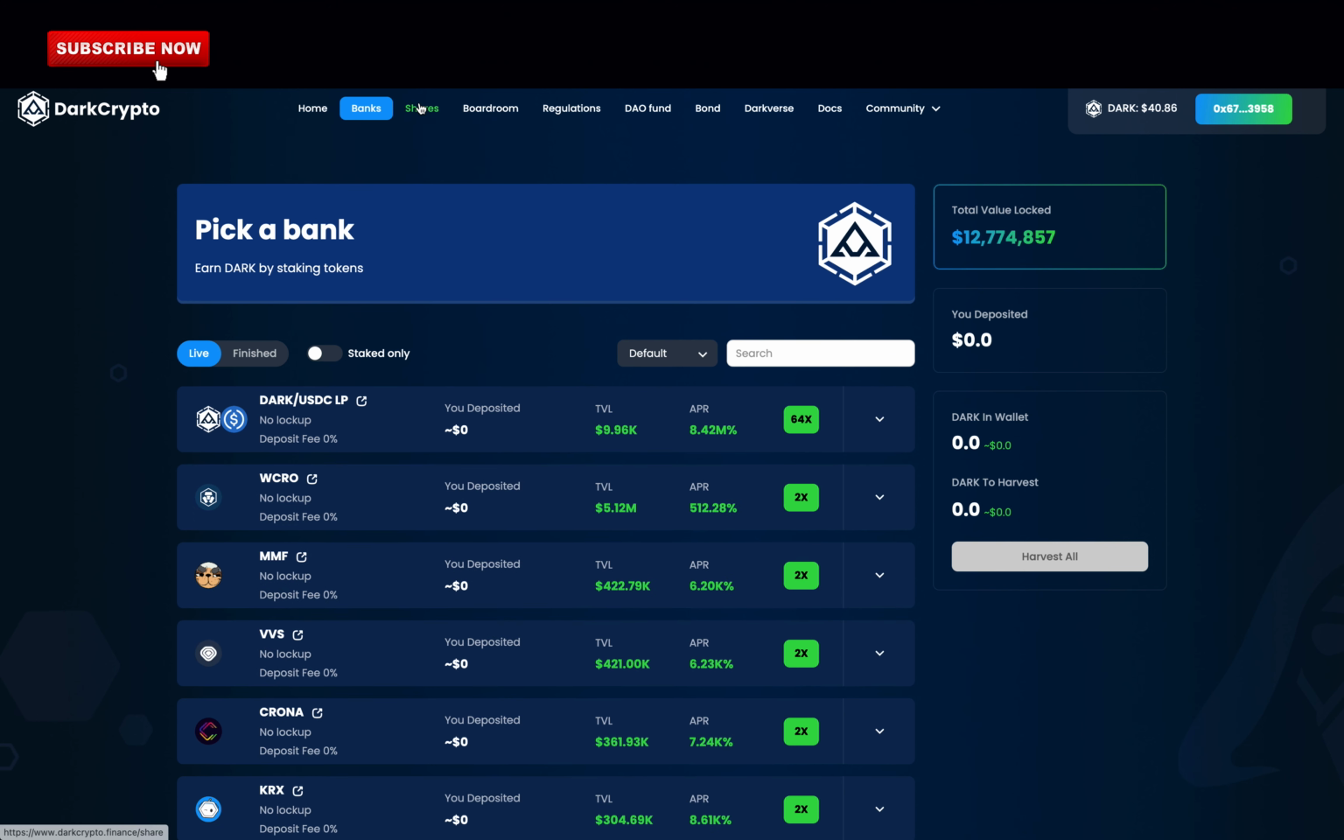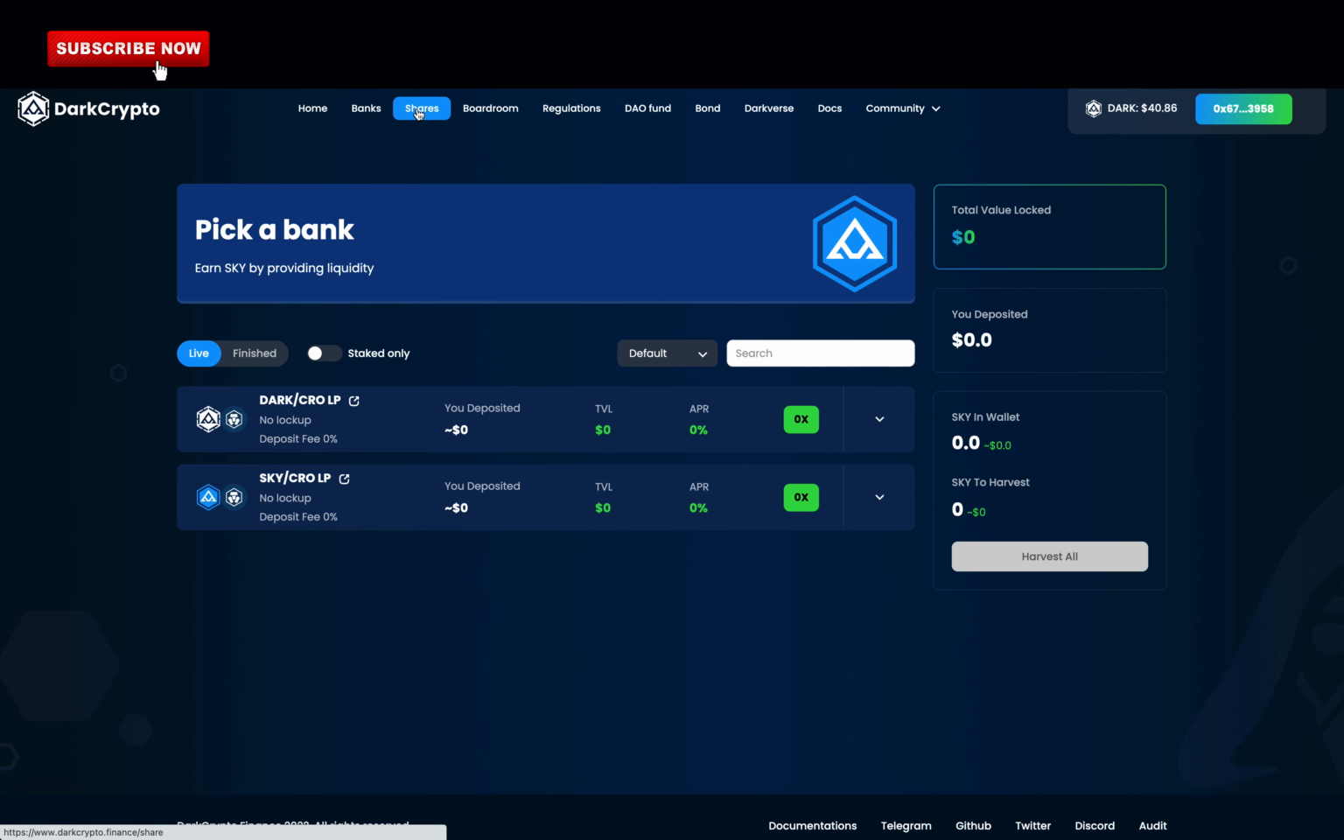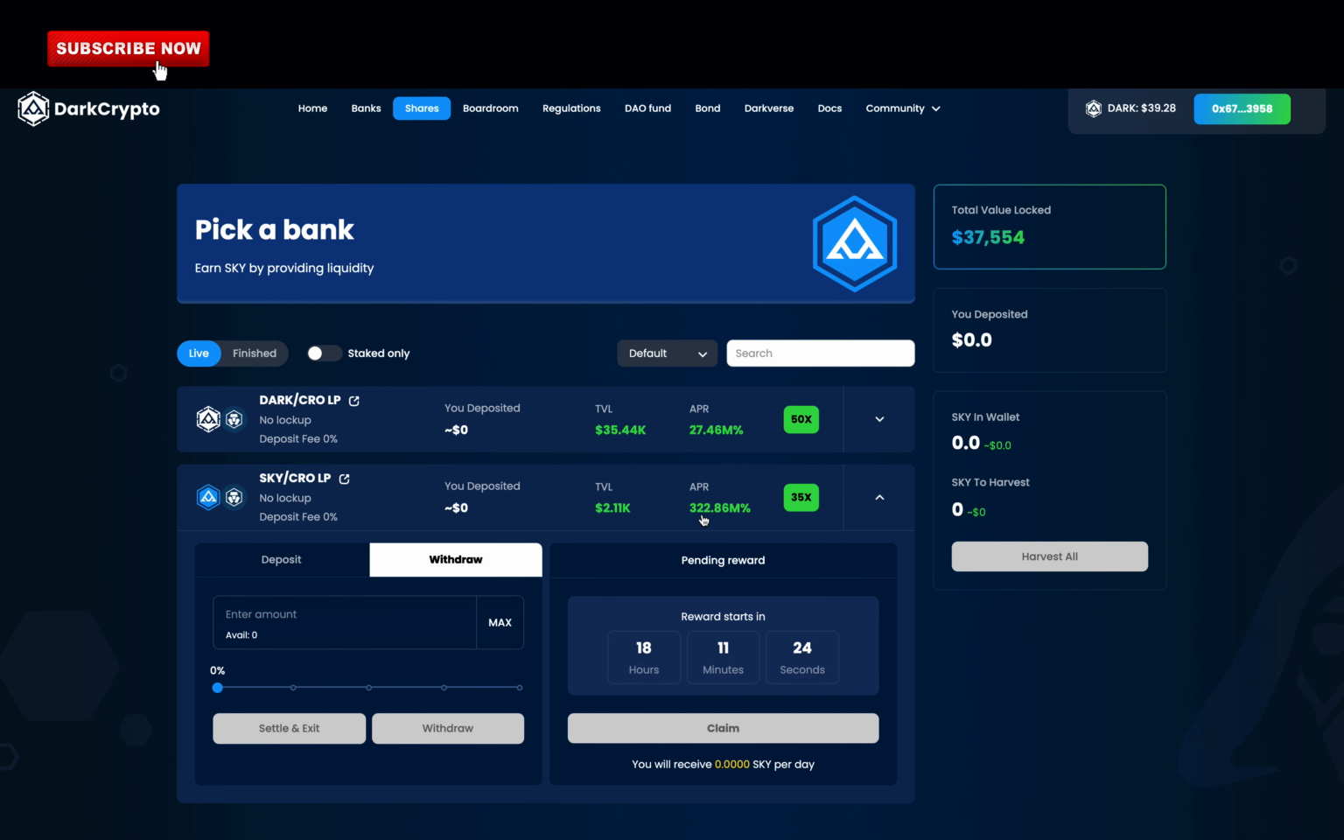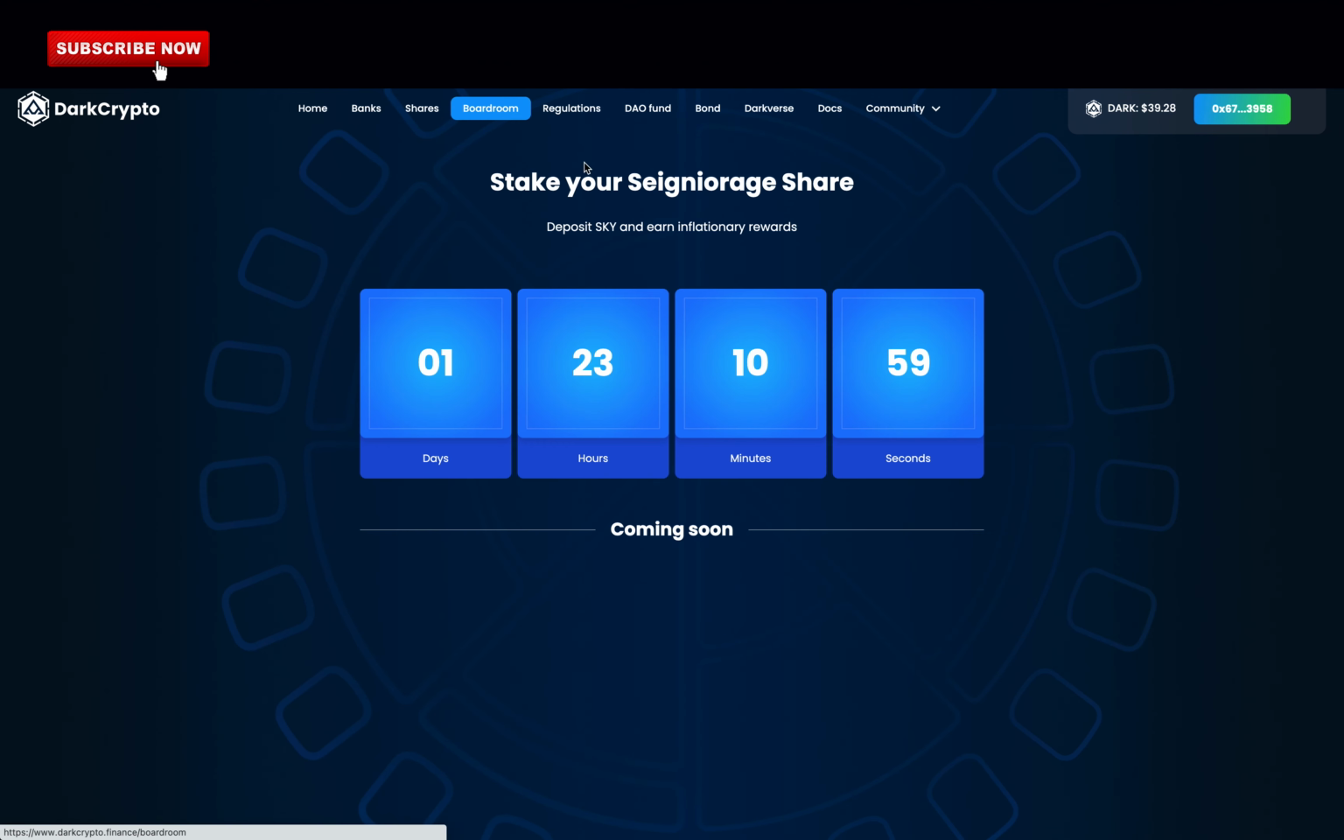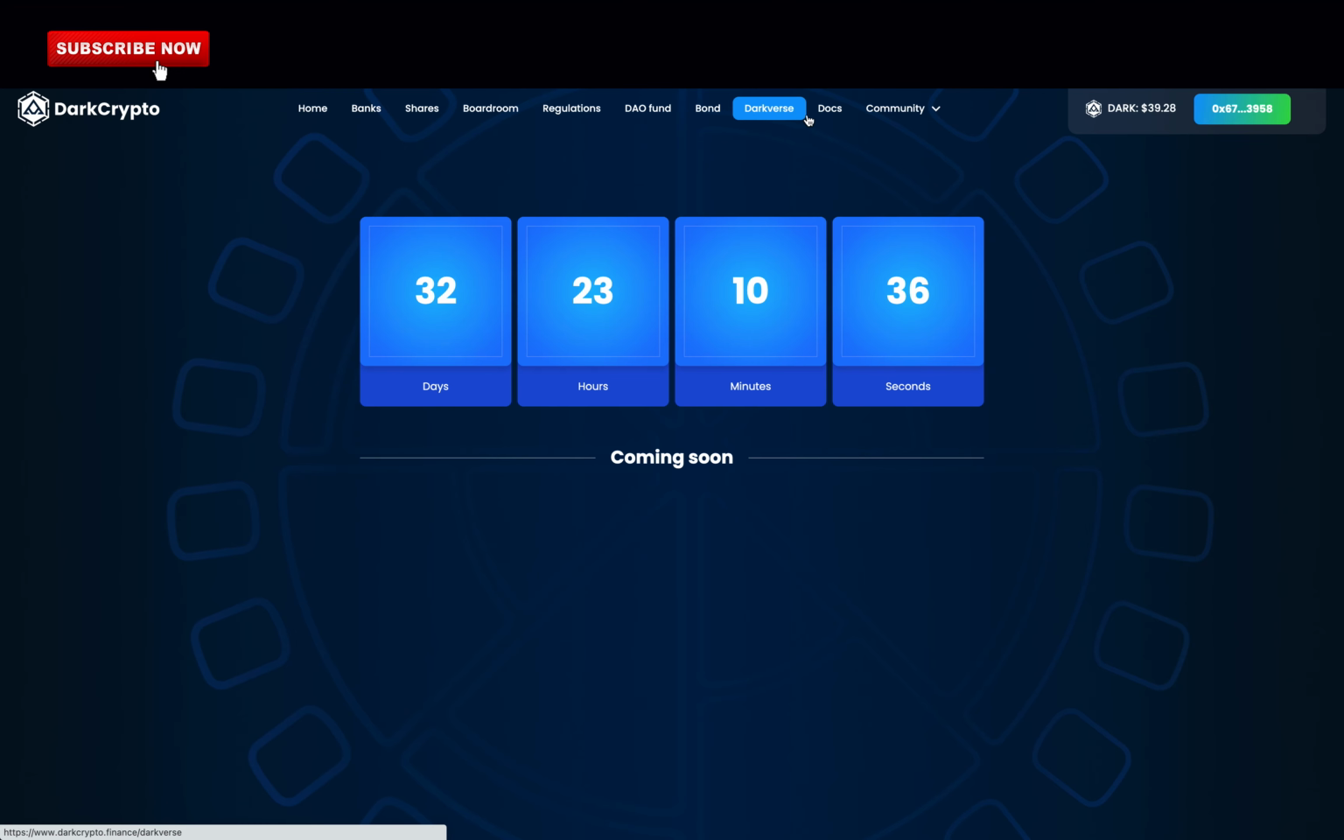Now let's go to the shares section. By providing liquidity, you're earning crazy APR. This APR is 322,000,000%, and it's not even APY, it's APR. Then there's a boardroom, which is not out yet. It will be open in a few days. And they have many things coming out soon too. I am pretty excited to see what they have in store.